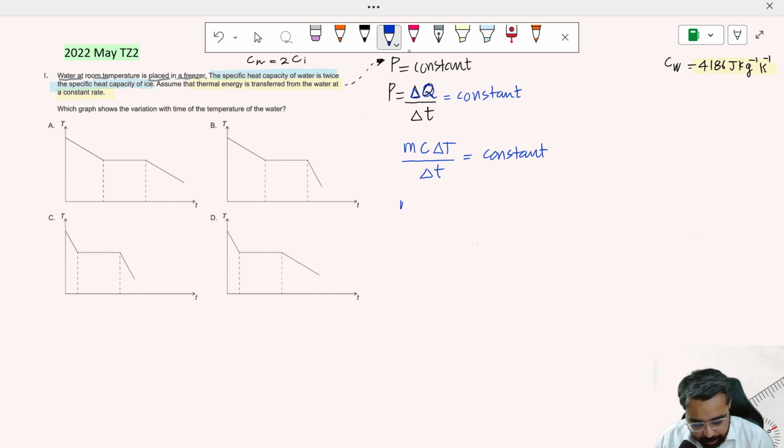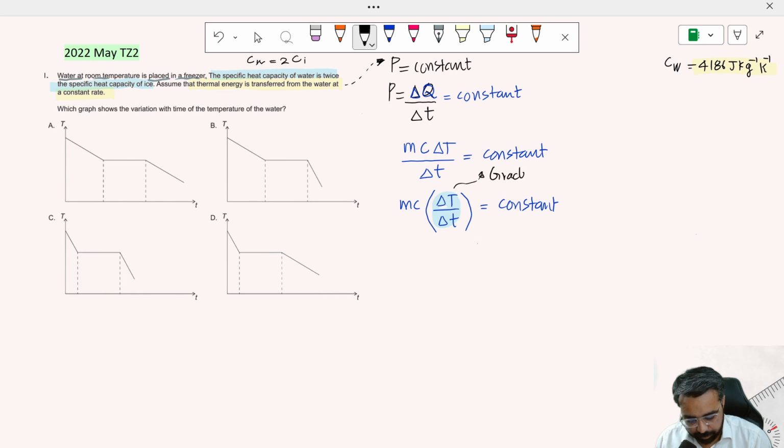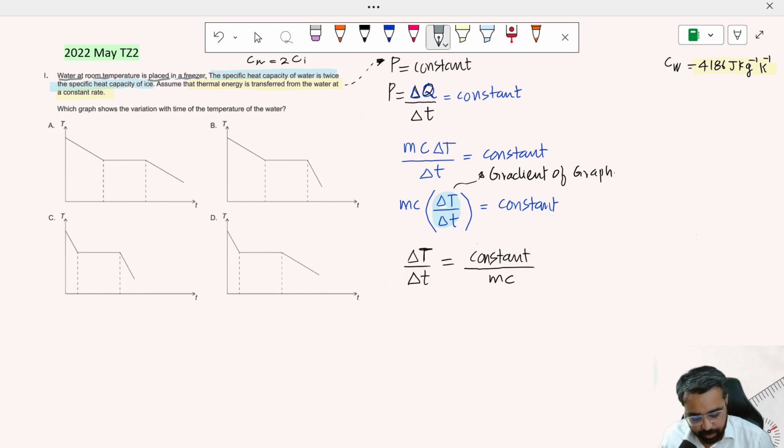And mc I am taking in one bracket because it has a significant role in the solution. So students, you see that this is the gradient or the slope of the graph. Now if I take mc to the other side and turn this into proportionality, we see that the slope of the graph is inversely proportional to the specific heat capacity, because the mass is also constant.